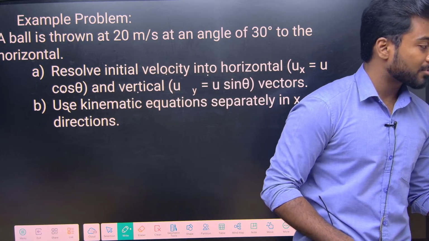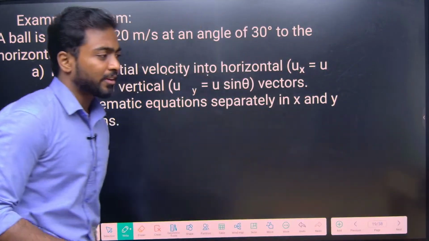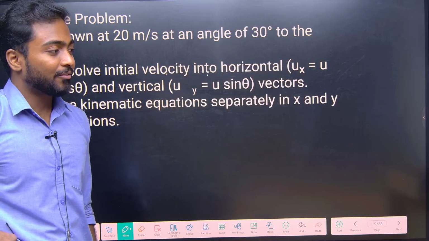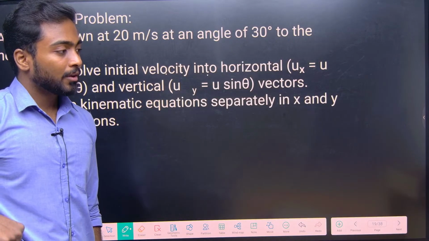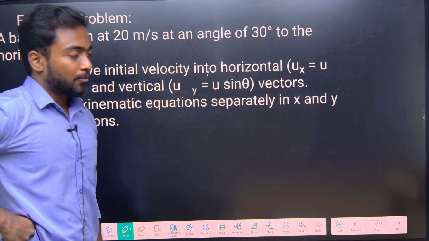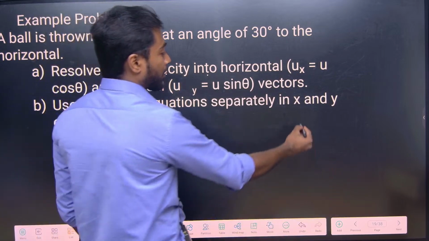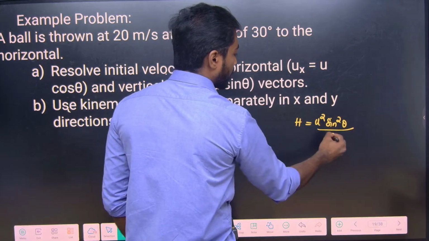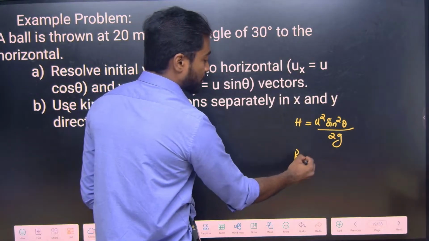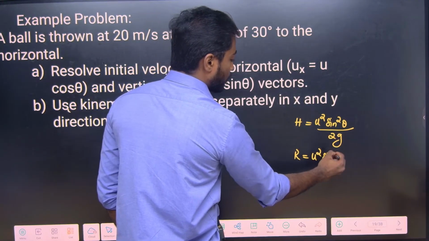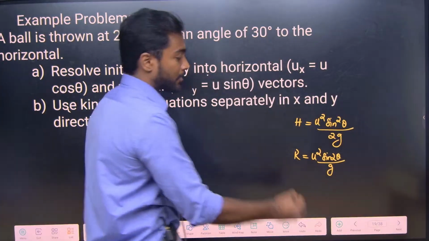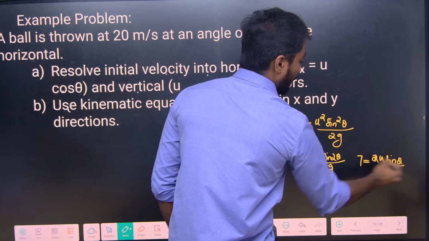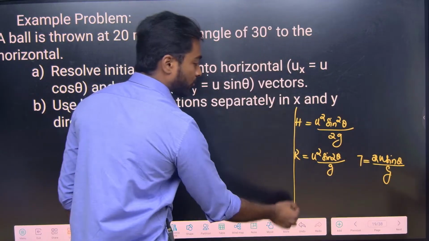Oh, this question you are asking. This question I am not asking what is the range, what is the height and what is the time. We have not gone into that yet. If you want I will give the formula: h is equals to u square sin square theta by 2g, r is equals to u square sin 2 theta by g, and t is equals to 2u sin theta by g. You can use this formula and you can get it.